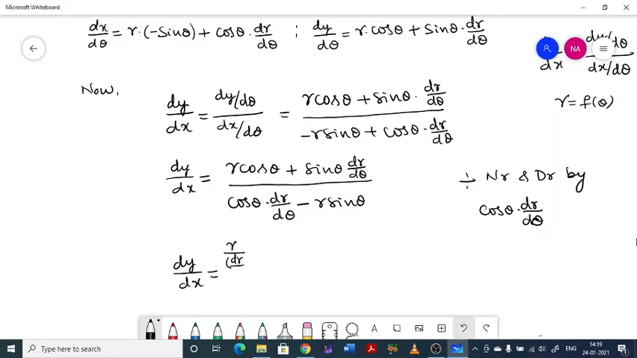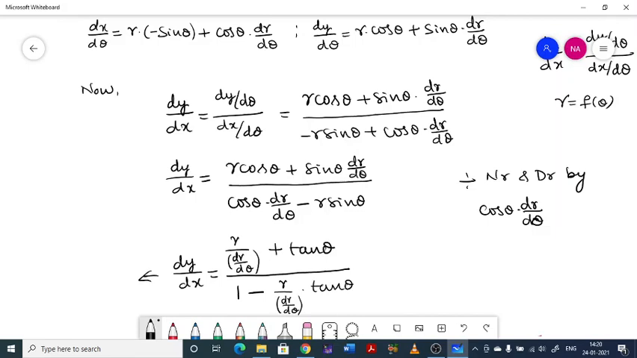r divided by dr by d theta, plus sin theta by cos theta. dr by d theta will be cancelled. Sin theta by cos theta, you get tan theta, divided by 1 minus r divided by dr by d theta into sin theta by cos theta, it will be tan theta.